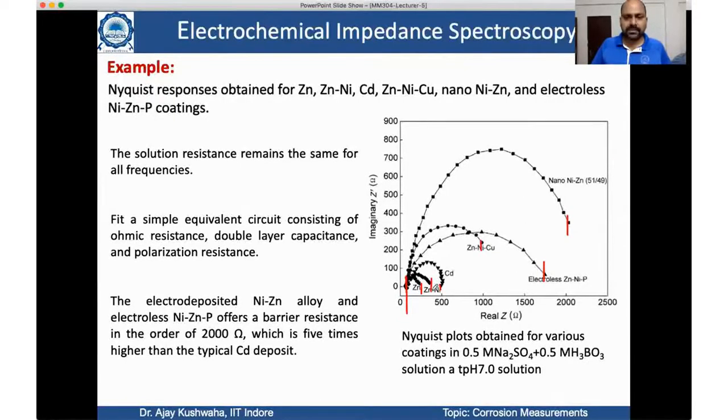So these are all about electrochemical impedance spectroscopy, and now I think I have discussed the electrochemical methods to analyze corrosion or to measure the corrosion rate. So today I will stop here. Thank you very much.